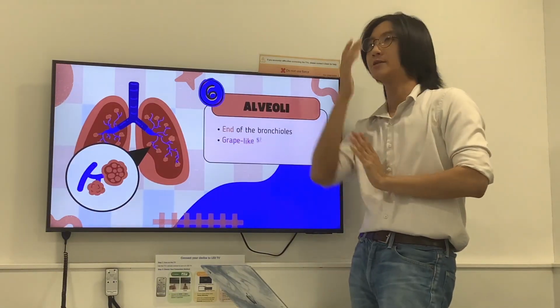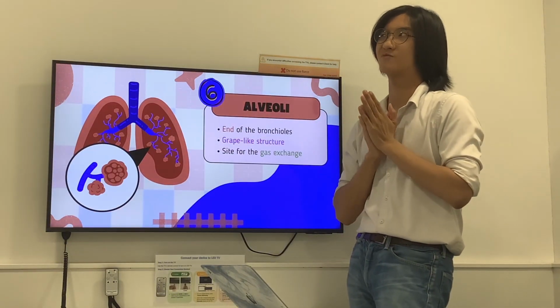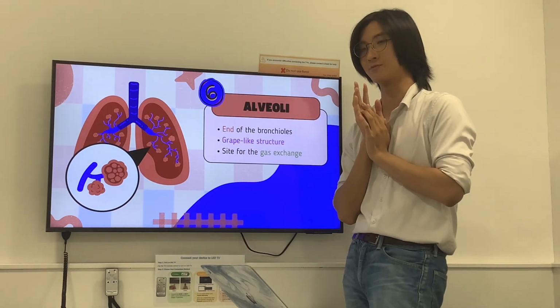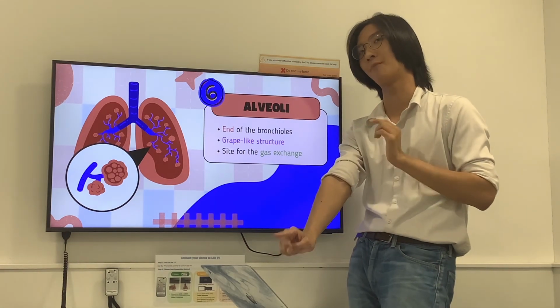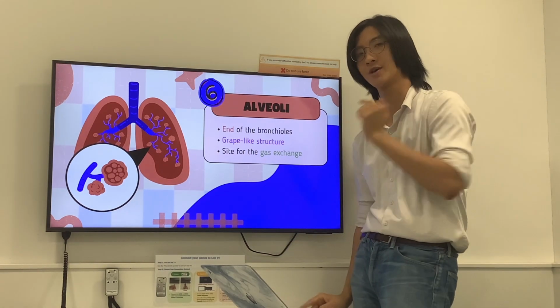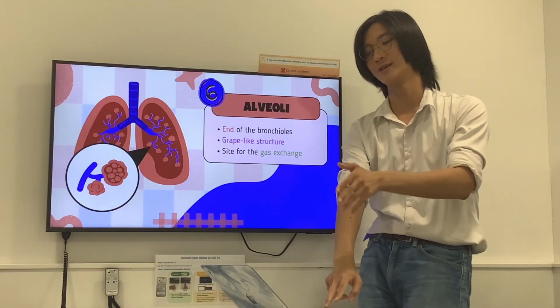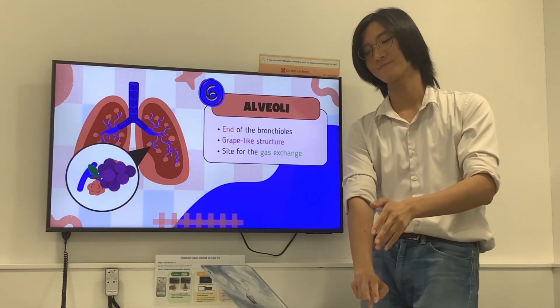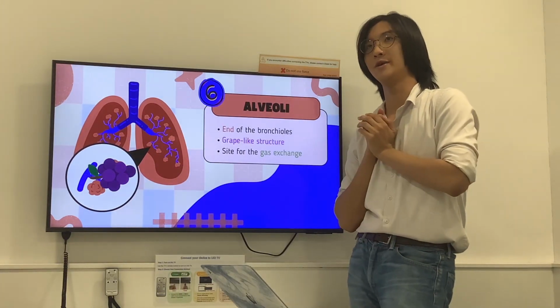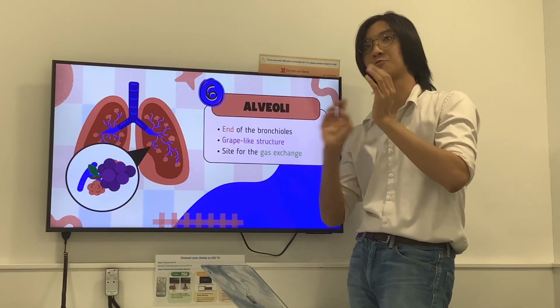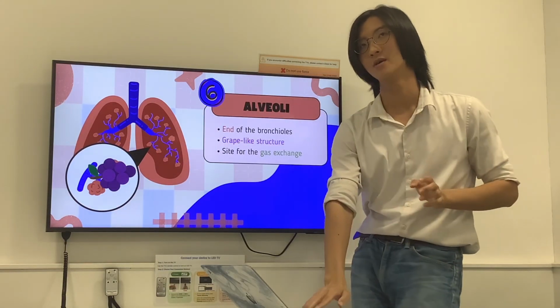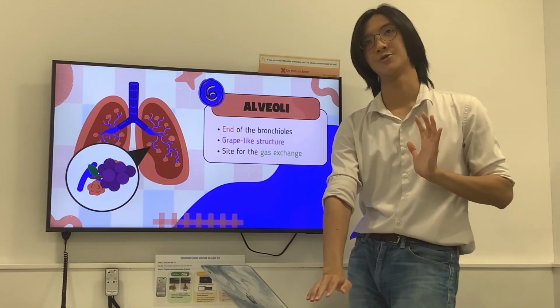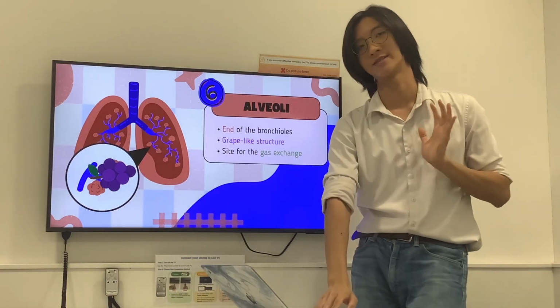The alveolus is really important because it is the primary site of gas exchange. We usually describe its shape as grape-like structures. So it's the place where gas exchange takes place.